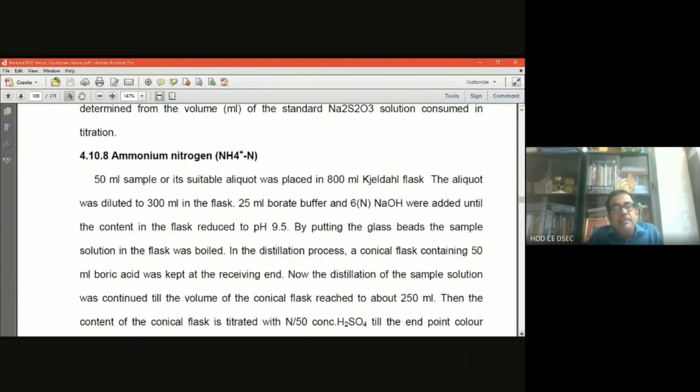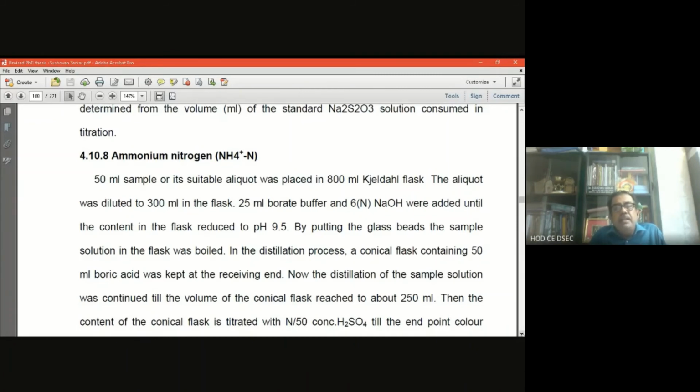So the 50 ml sample, again the aggregate sample, was placed in an 800 ml Kjeldahl flask. We are calling that the Kjeldahl flask because this ammonium nitrogen has been determined in the Kjeldahl flask, that is the apparatus, and it is diluted to 300 milliliter with distilled water.